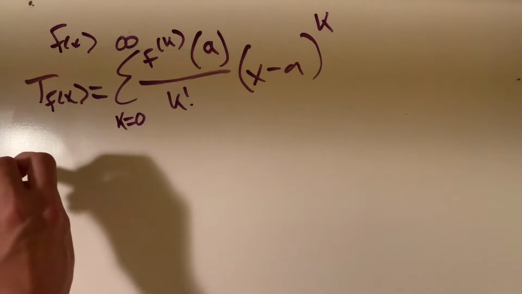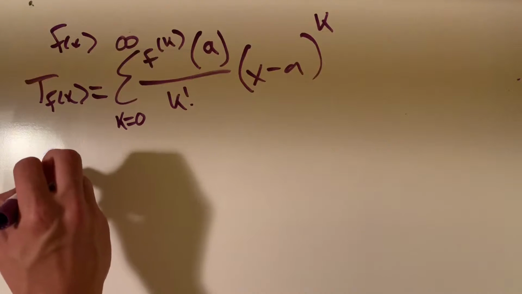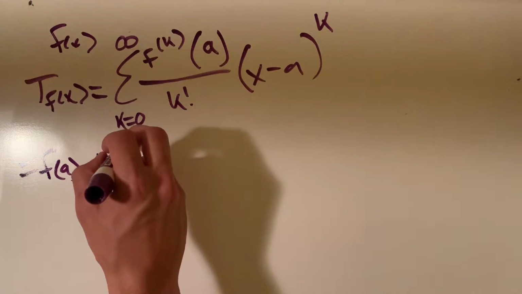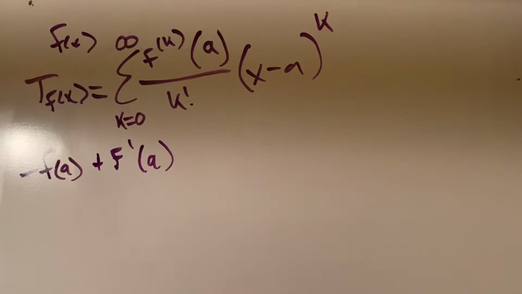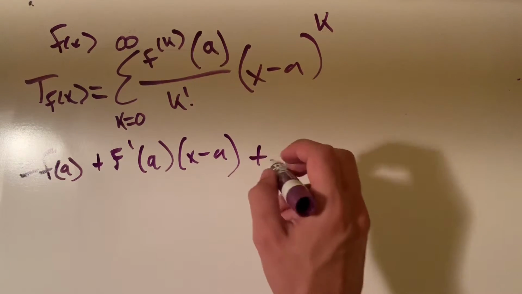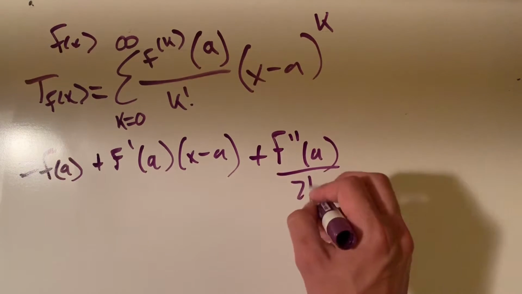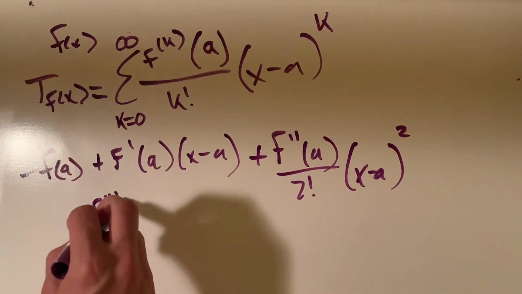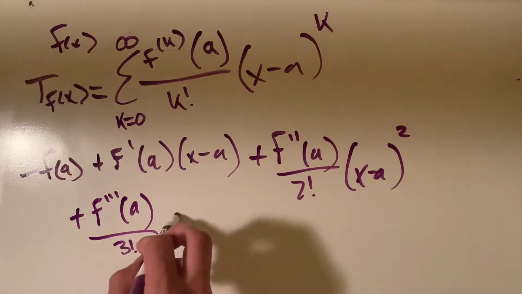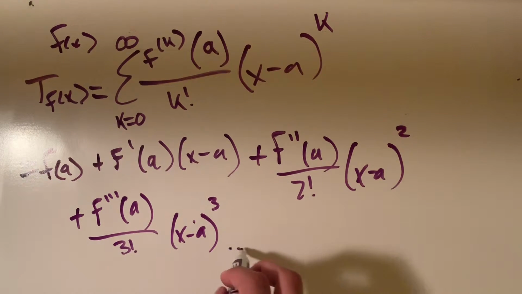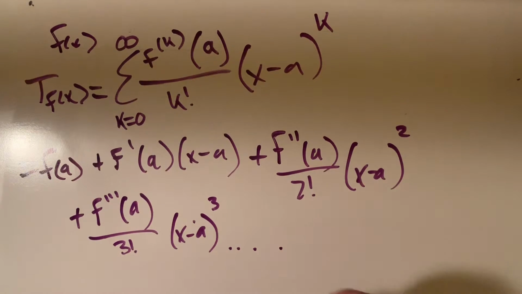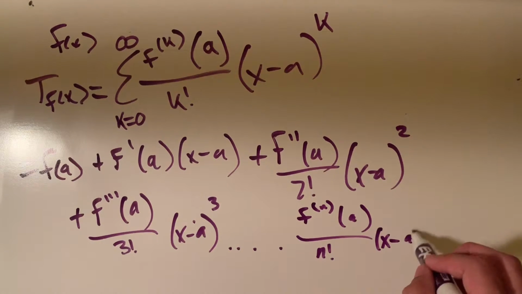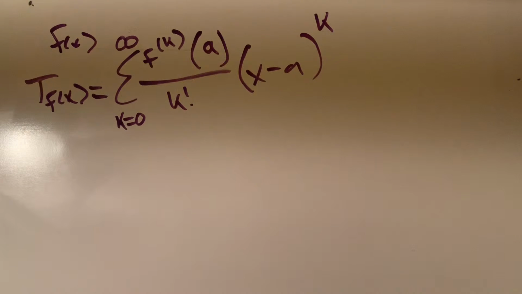So this Taylor polynomial, if you expanded it, would be f of a, because 0 factorial is going to be 1, anything with 0 is going to be 1, then f prime of a over 1 factorial, which is going to be 1, times x minus a, plus f double prime of a over 2 factorial, times x minus a squared, and this would keep going until you reach the nth derivative of a over n factorial times x minus a to the n. Now as we do some examples, I'll leave this up there for future reference.